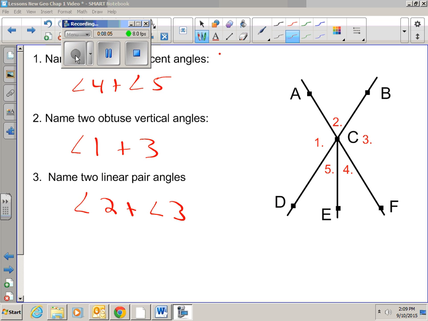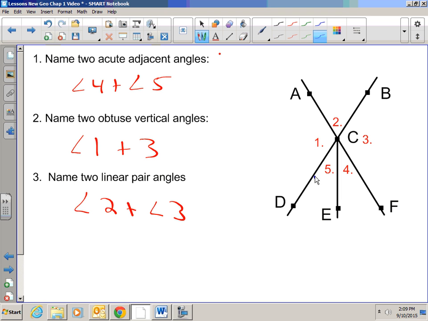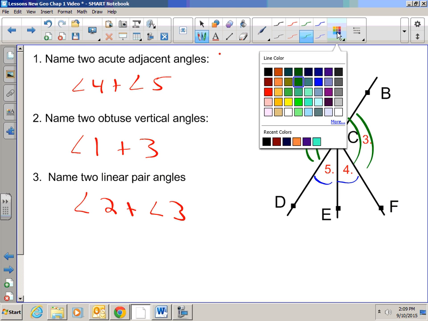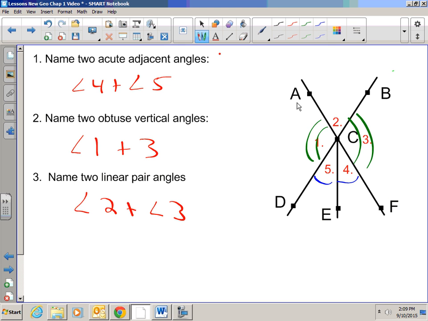Okay, if you try those, the answer to the first one, name two acute adjacent angles: 4 and 5. These guys right here appear to be small angles, and they are adjacent. Name two obtuse vertical angles. We can look at these guys right here at 1 and 3. And name two linear pair angles. These are angles that are going to be a linear pair. So there we go.